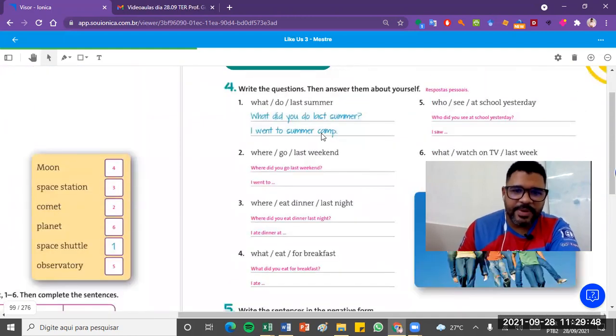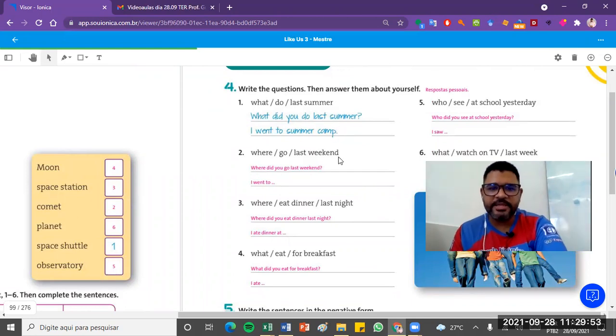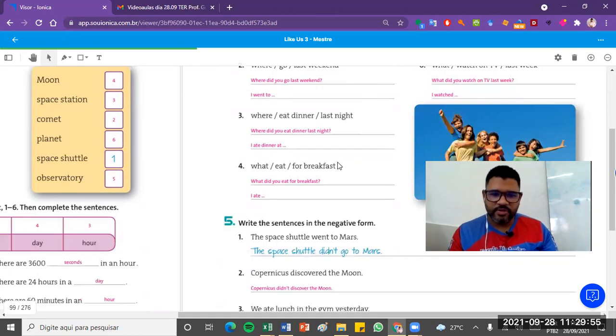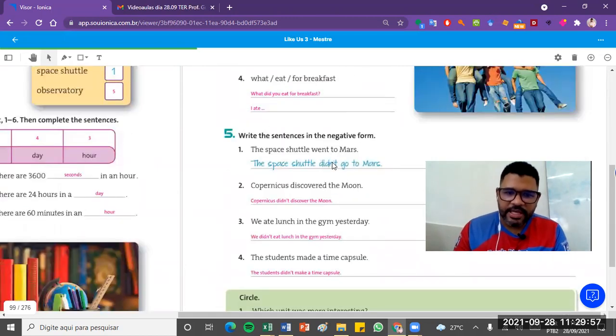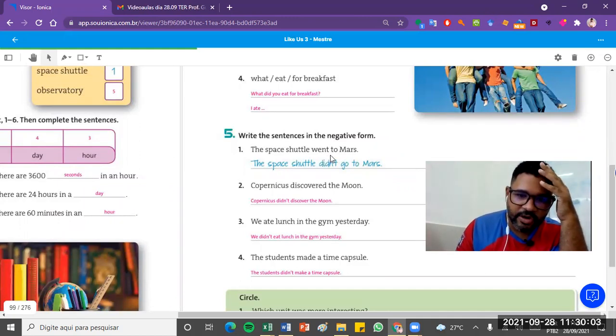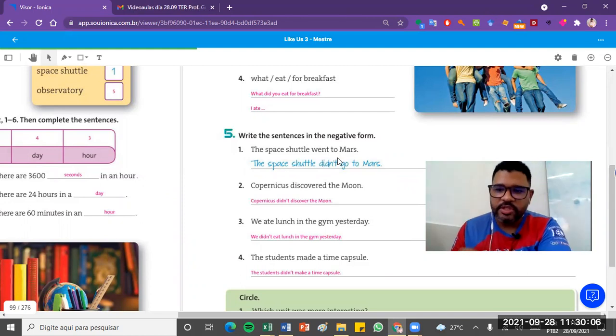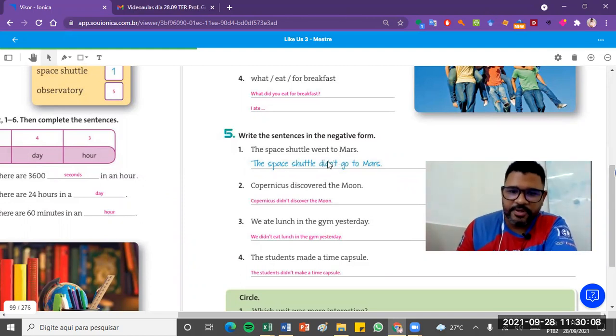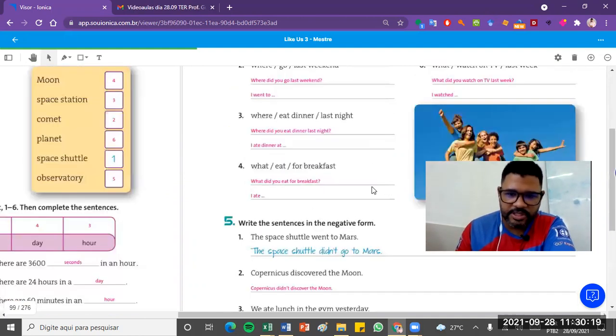Aqui nós temos que desembaralhar as frases, formar perguntas e também tentar respondê-las conforme os exemplos. E aqui, write sentences in the negative form. Então, aqui tem sentenças afirmativas e aqui a gente iria colocar na negativa, lembrando de usar o auxiliary verb, que aqui, no caso, é o didn't, ok? Auxiliar did do passado, mais o not, didn't. Então, colocando o didn't aqui em todos, ok? Isso aqui a gente já viu.